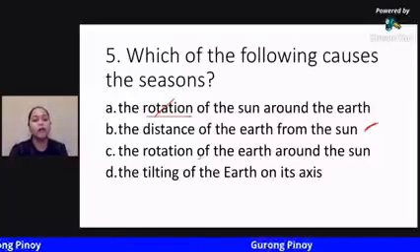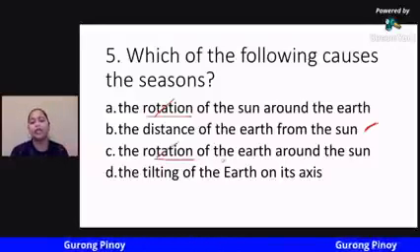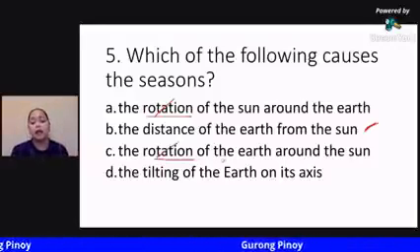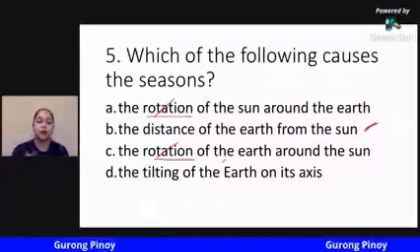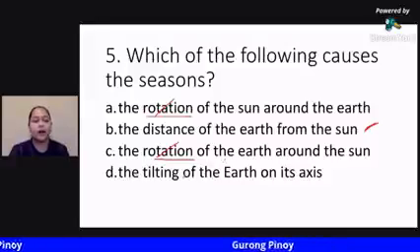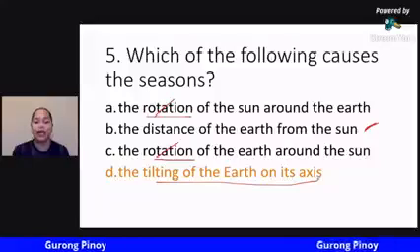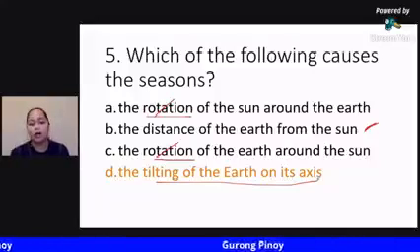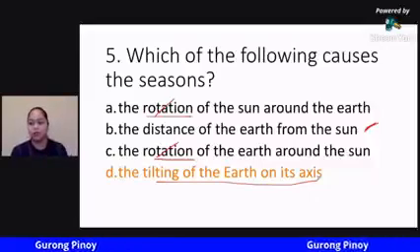The rotation of the earth around the sun. Okay, wrong din to dahil nga rotation of the earth around the sun. Ang tawag po dyan would be revolution. Ang rotation po would just be the spinning of the earth on its own axis. And letter D naman, the tilting of the earth on its axis. So the correct answer would be letter D, the tilting of the earth on its axis. And of course, because of the revolution of the earth around the sun.